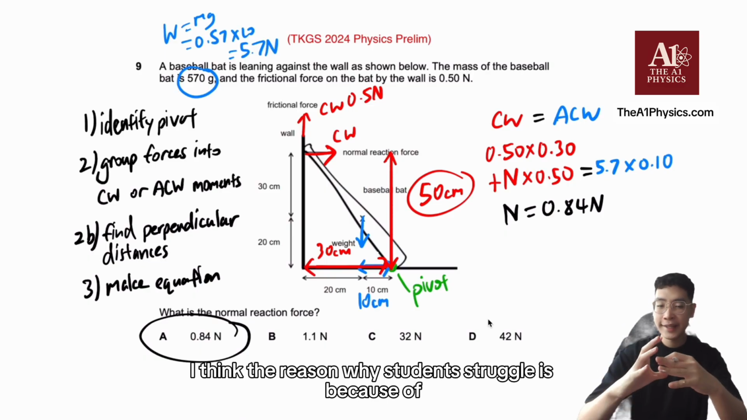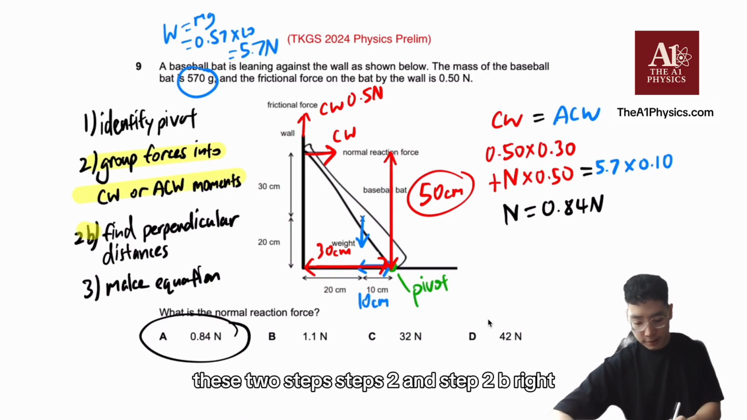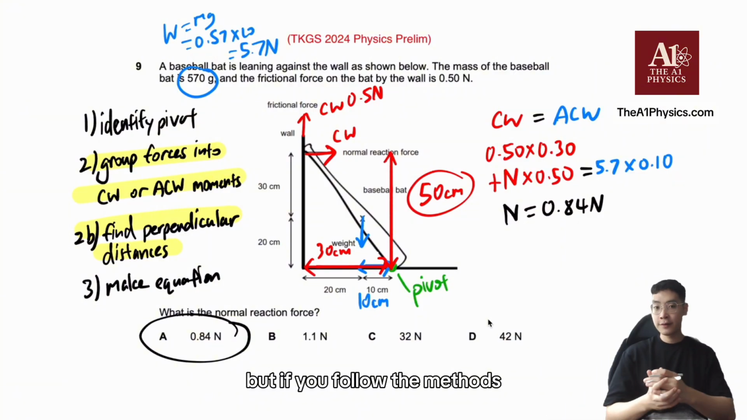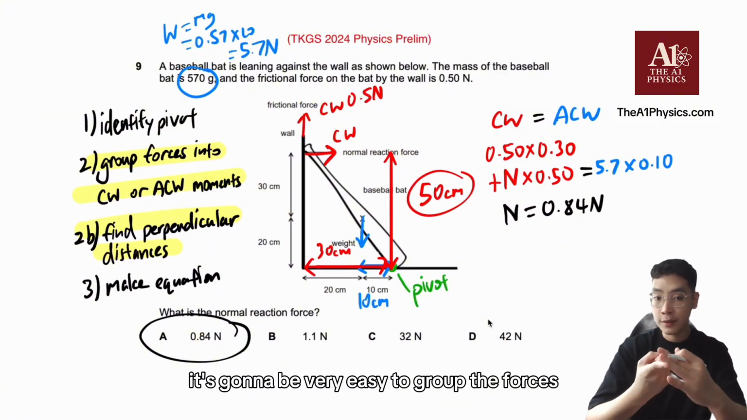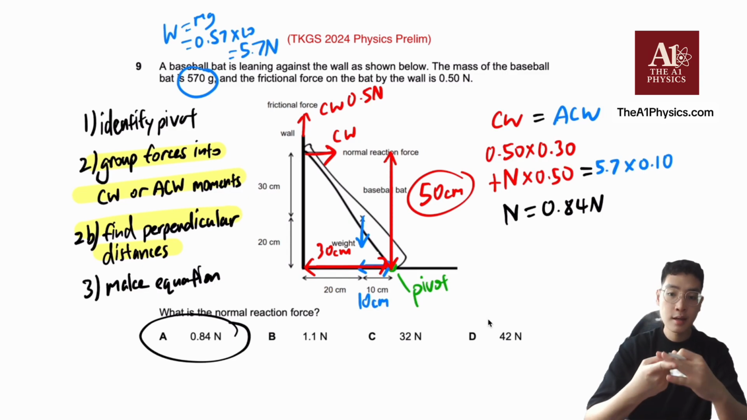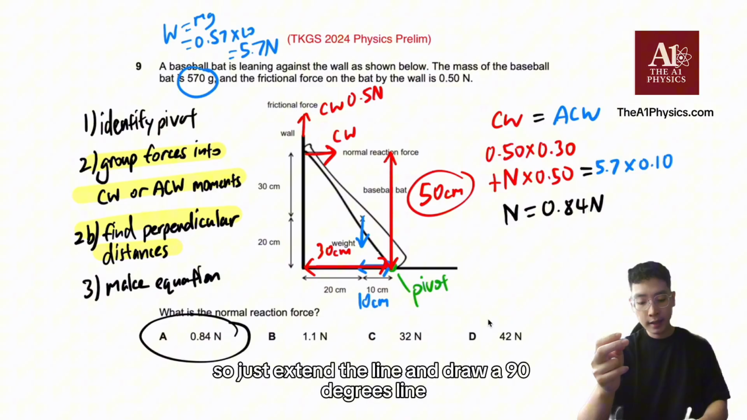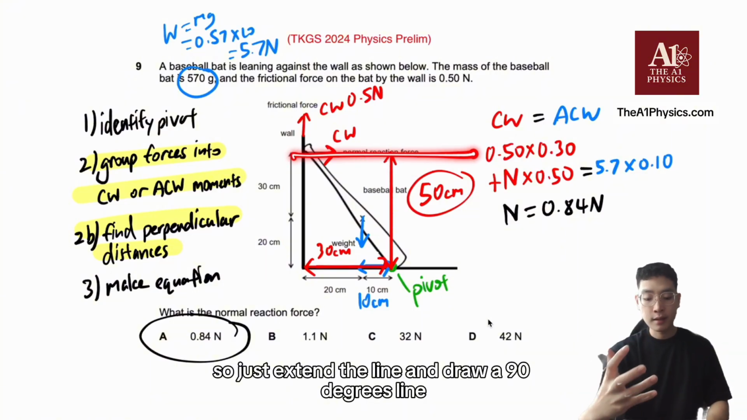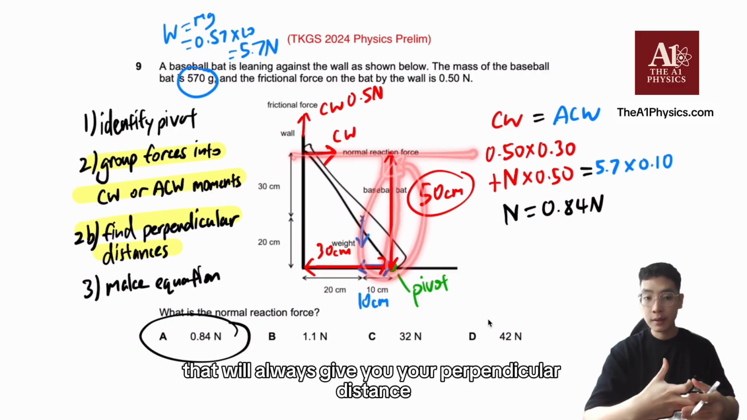So pretty much, I think the reason why students struggle is because of these two steps, steps 2 and step 2b. But if you follow the methods that I gave you in this video, it's going to be very easy to group the forces into clockwise and anti-clockwise, and also to find the perpendicular distance. So just extend the line and draw a 90 degrees line from the line to the pivot. That will always give you your perpendicular distance.